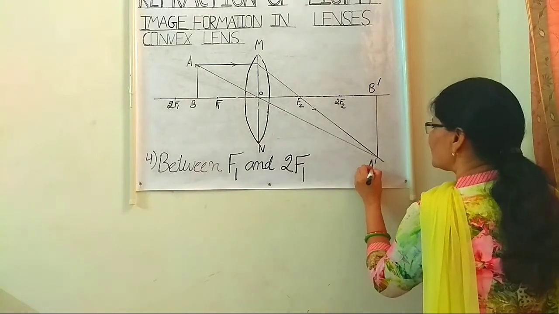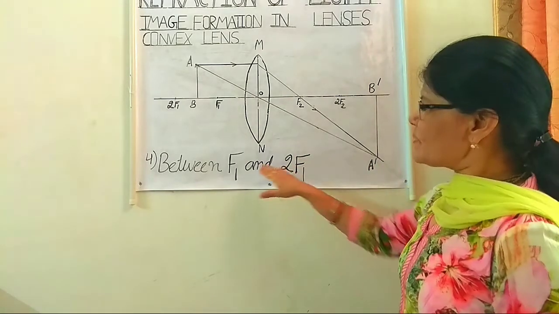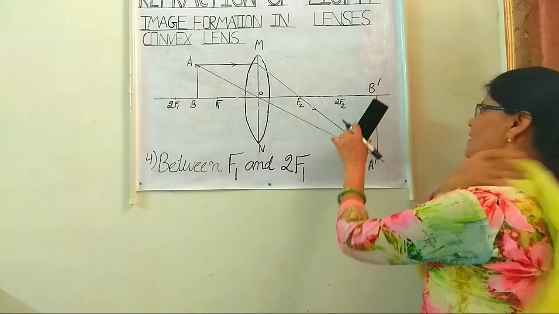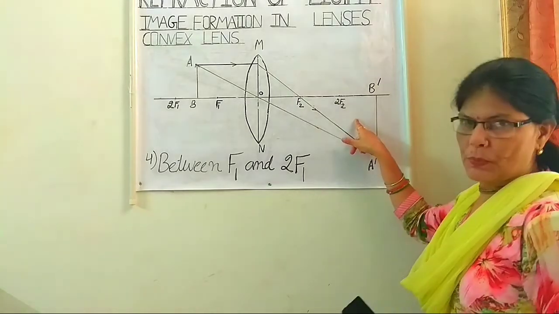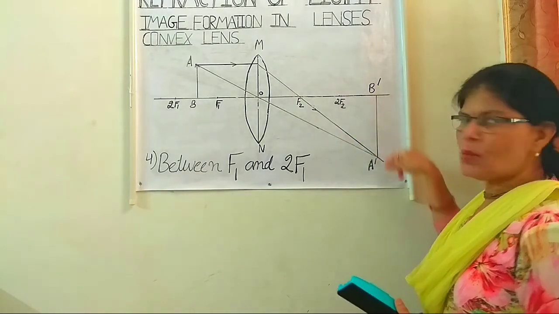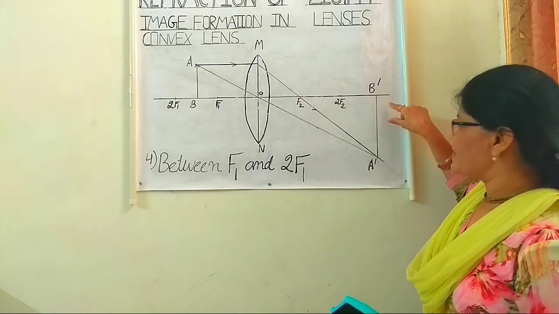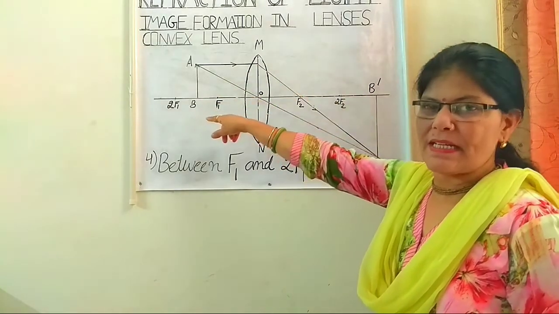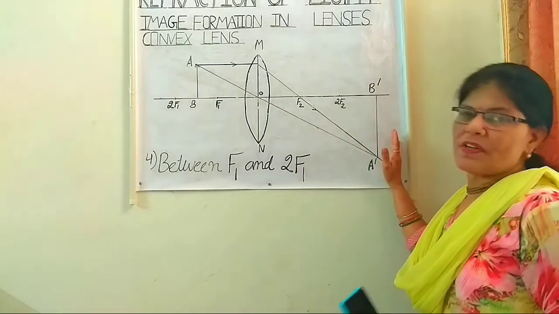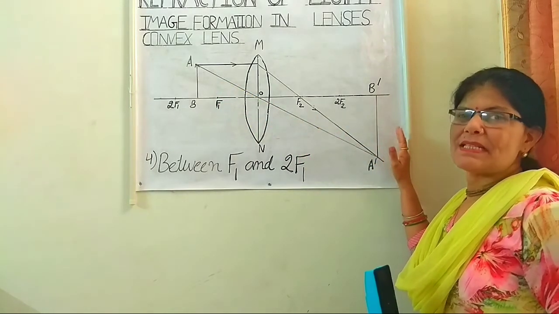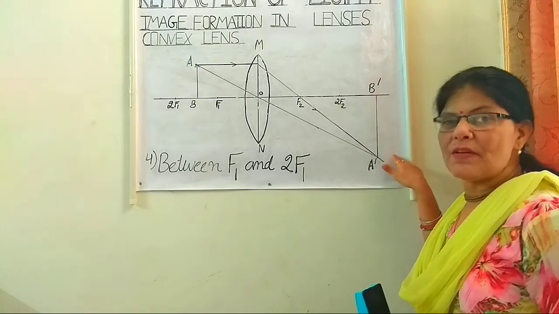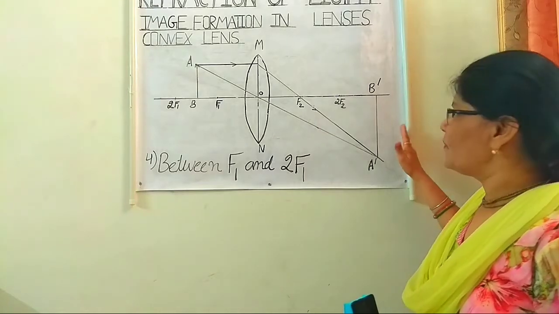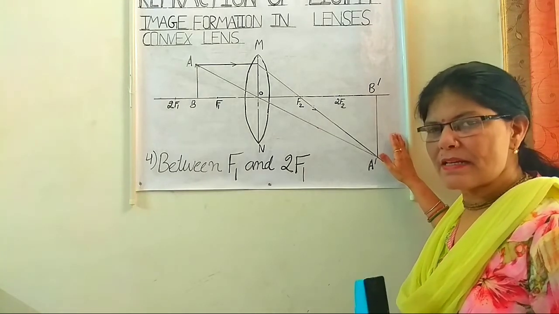So look at the image. When our object is between F1 and 2F1, then the image is formed beyond 2F2, that is A dash and B dash. And it is enlarged as compared to the object size. So the property of our image is enlarged, real and inverted. This is inverted below the principal axis. So this is real, inverted, enlarged, and it is formed beyond 2F.